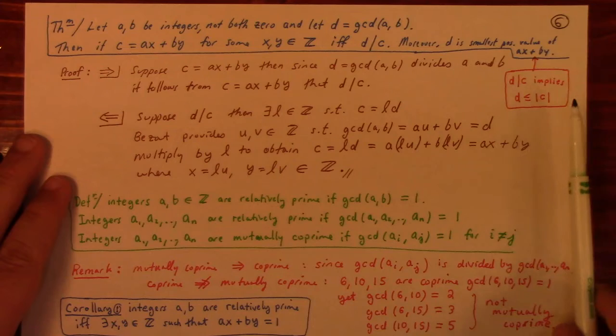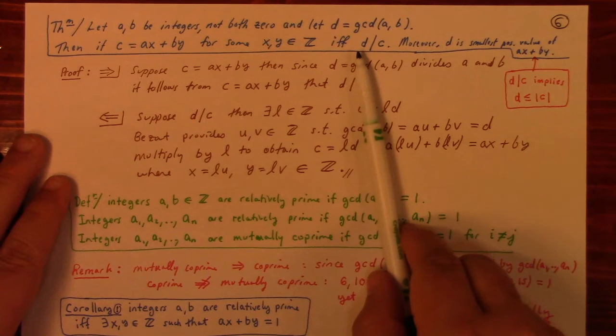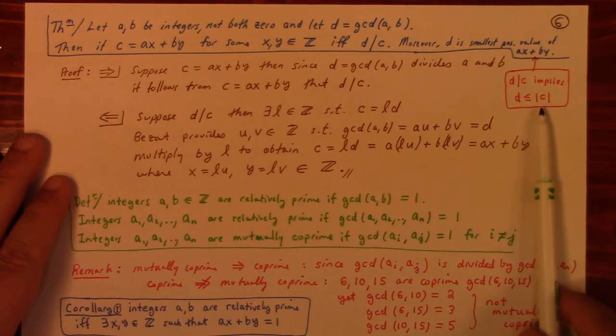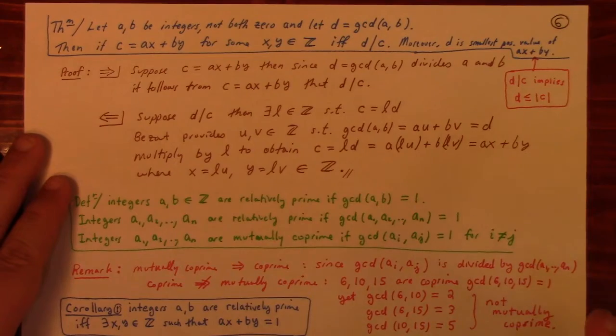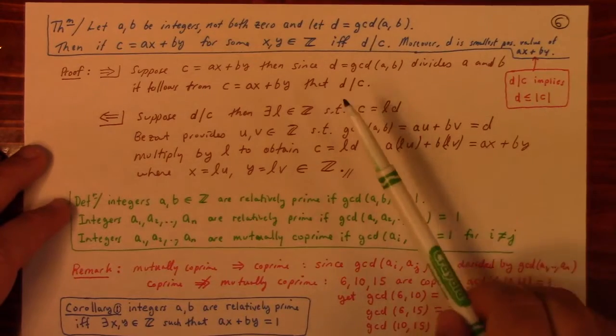Now, d divides c means that c is a multiple of d, right? And if c is a multiple of d, clearly the value of d must be less than or equal to the magnitude of c. Remember, d is the GCD here, so it's positive. All right, so here's the proof of the theorem.